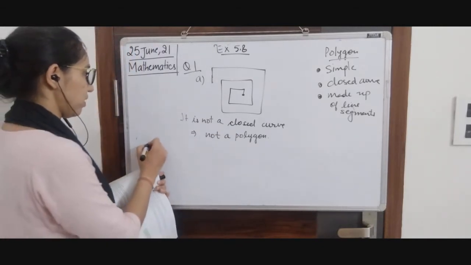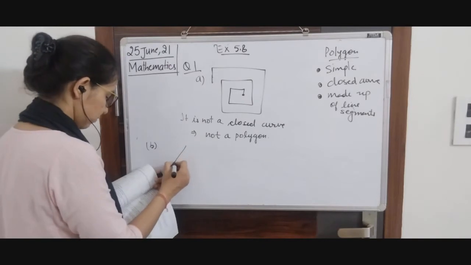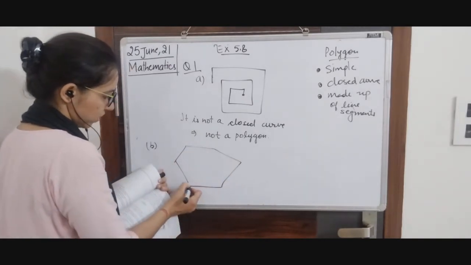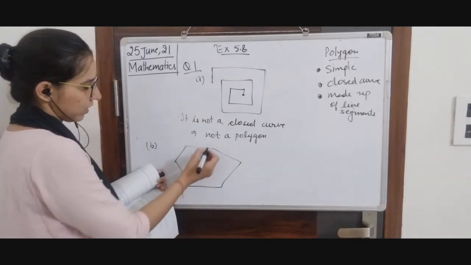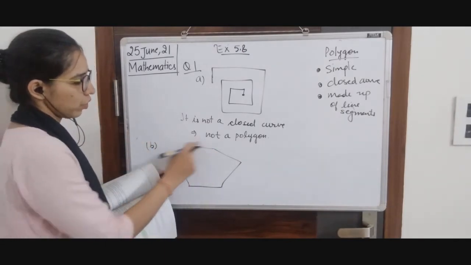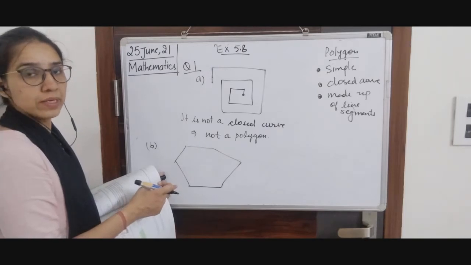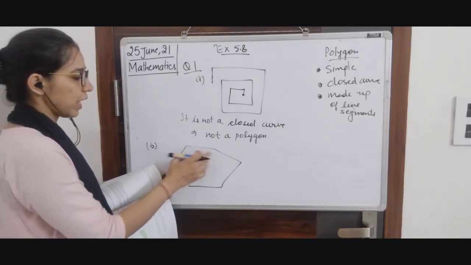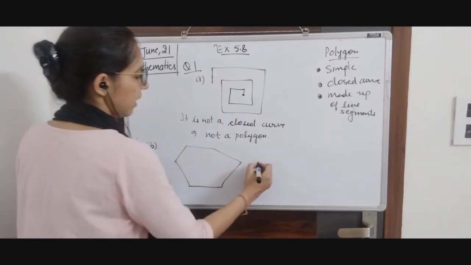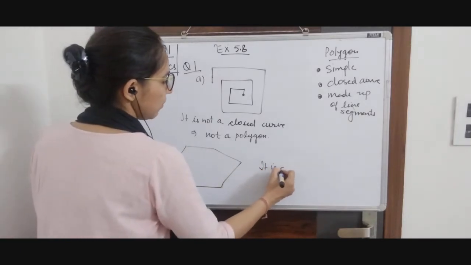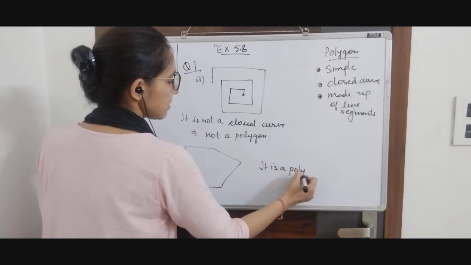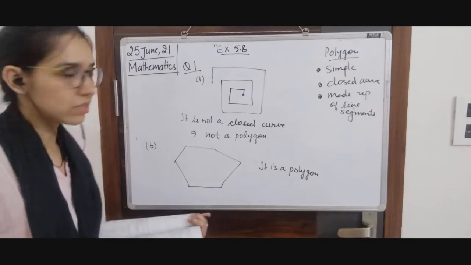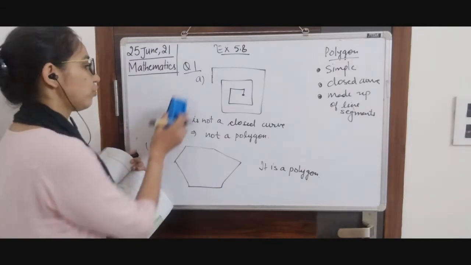The second figure is something like this, with 1, 2, 3, 4, 5, 6 sides. It has a shape like this. Now this is simple because it is not crossing itself at any point. It is closed because there are no endpoints. It is also made up of line segments. So it is a polygon because all 3 conditions are satisfied. Now, the first question, C part.